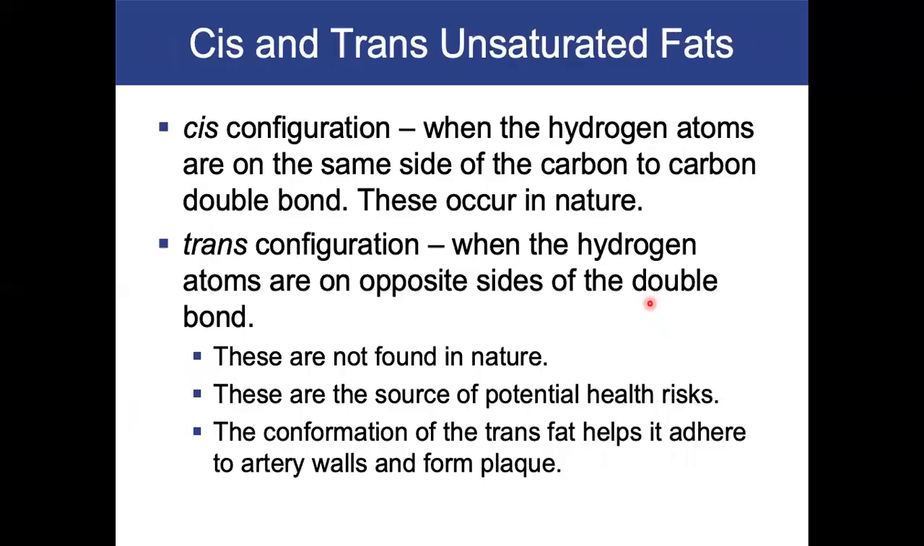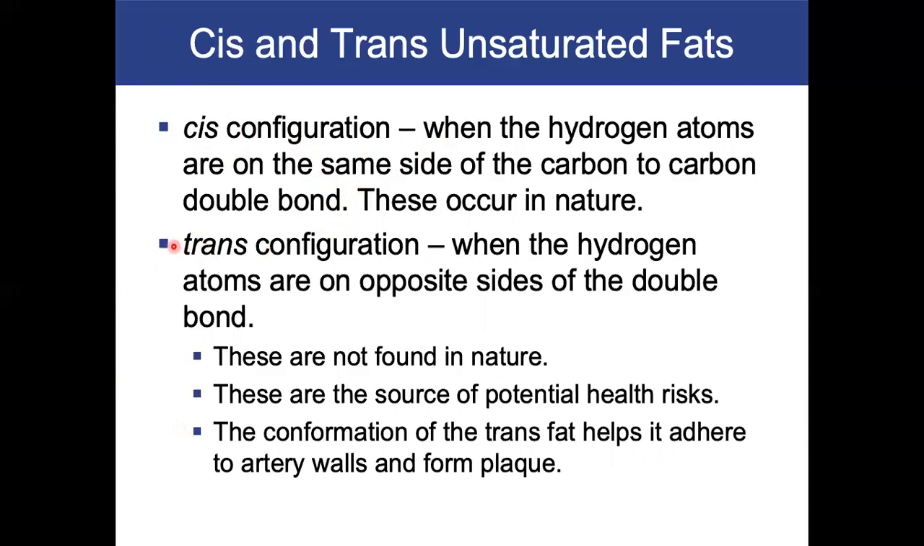Let's talk about cis and trans unsaturated fats. Okay, what the heck is the difference? You guys have heard of trans fats, right? But let's get into why they're called that. So cis fats, or cis configuration, is when the hydrogen atoms are on the same side of the double bond. These occur in nature, right? Our bodies evolved to break them down.